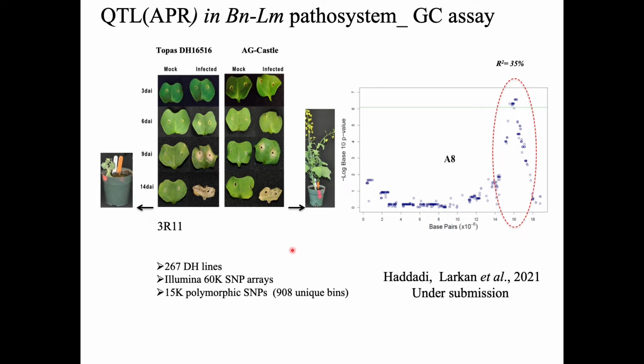We then apply this approach to map the position of the QTL under the growth chamber using 267 DH lines from the Castle Topaz population. We tested each line individually, and we also ran SNP genotyping on these lines. We mapped the position of the gene, and we identified one QTL on A8. This QTL is the same as the one that has been identified for this population under the field in Australia.